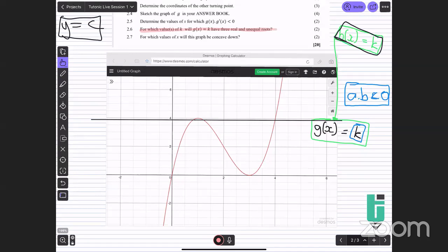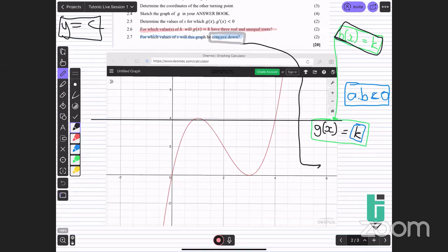Anyway, it's okay. For which values of x will the graph be concave down? What's the mathematical translation of concave down? Rivka? Anyone? The double derivative. Yes, you're halfway there. So the second derivative equals 0? No. The point of inflection. No. Concave down.